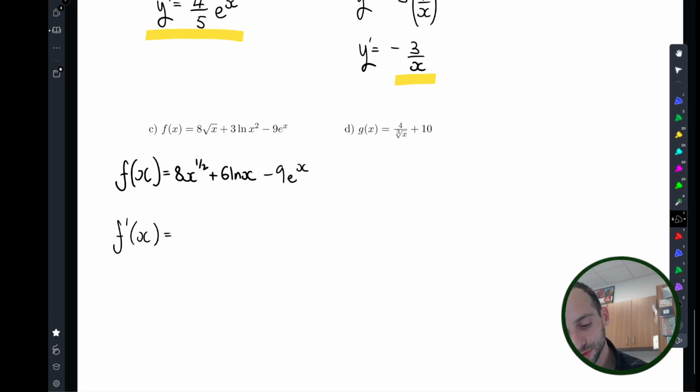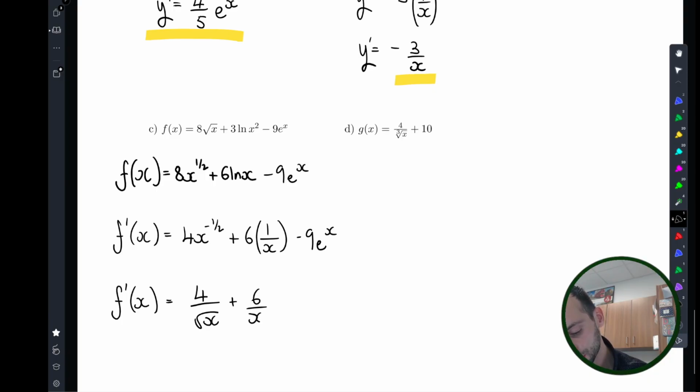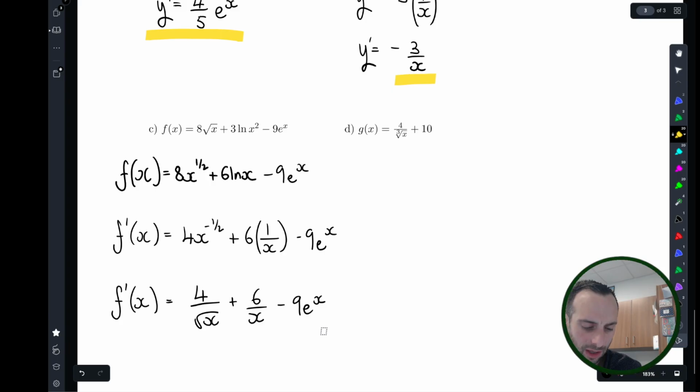We can now do f primed of x, which will be 4x to the negative 1/2, just using our power rule. 8 times 1/2 is 4. Decrease the power by 1 gives us negative 1/2. 6 ln x will be similar to the previous example. 6 times 1 over x. And then our 9 e to the x just stays the same. Little cleanup step just to keep me happy. This is 4 over square root x plus 6 over x minus 9 e to the x. I wouldn't reach for a common denominator here. I would just leave that in that form right there.